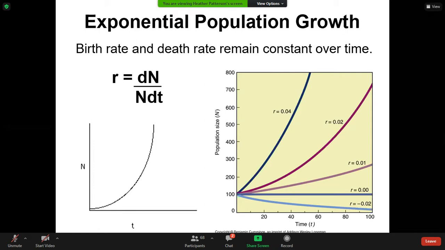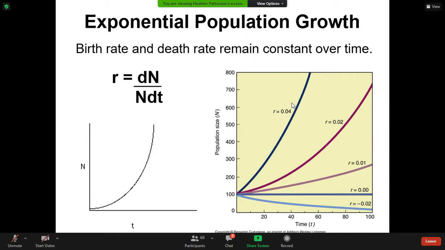If you recall that R is equal to your births minus your deaths, the rate of change is directly proportional to the population size. So R is constant, and since the birth and death rates are constant, our R equals dN over N dt. So the result of an exponential growth curve, as shown in this little graph, is that if your births are greater than your deaths and R is greater than zero, the population increases at a faster and faster rate.